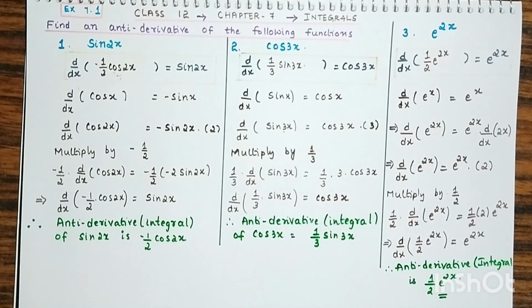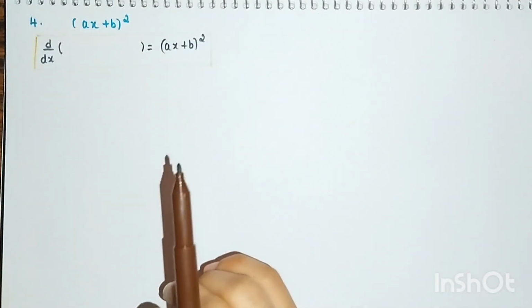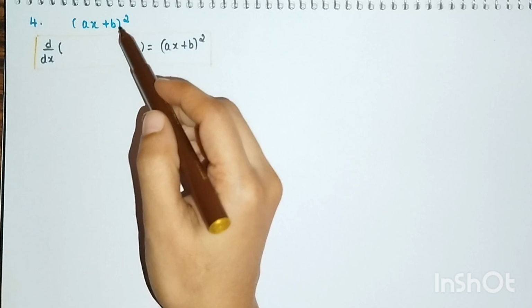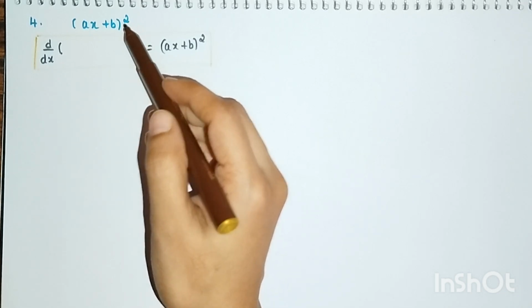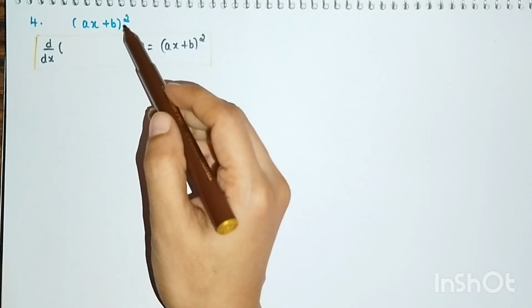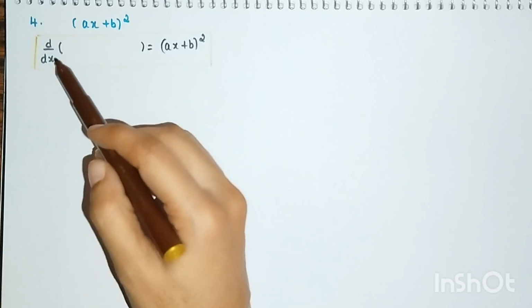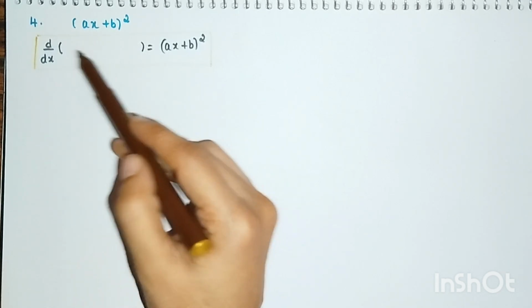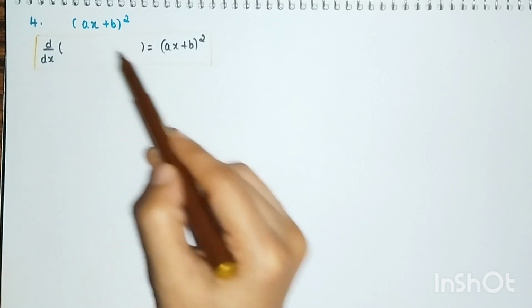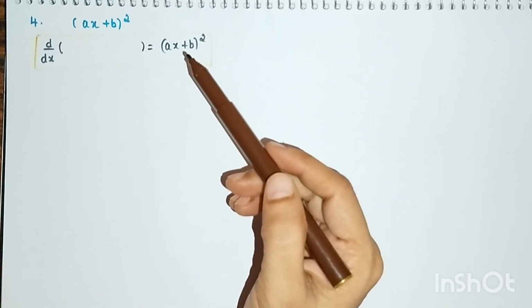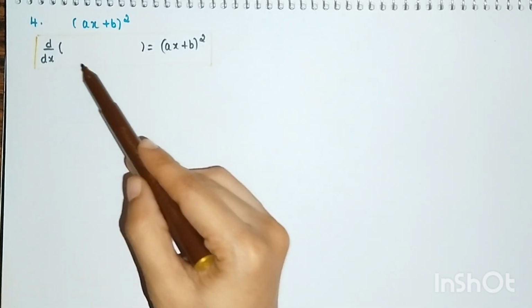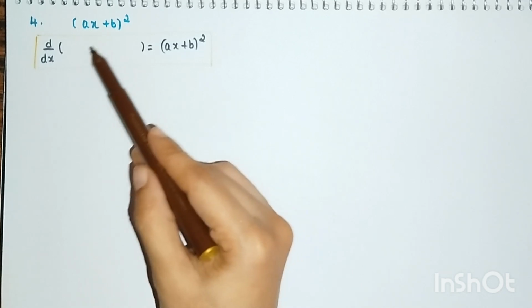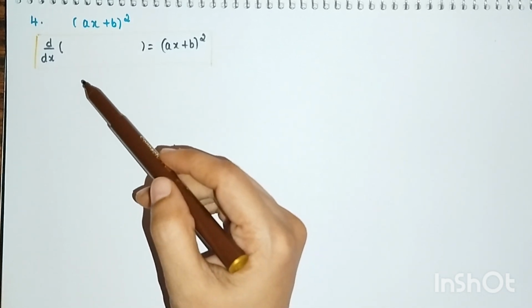Now let us solve the fourth one. Now let us solve for the fourth function, ax plus b the whole square. It is a quadratic function, because here the degree is 2, no? Now we have to find the antiderivative. That is, which is the function which, if you differentiate, you will get ax plus b the whole square. We have to find this antiderivative, integral, the primitive function.